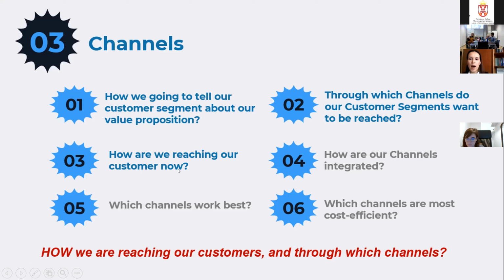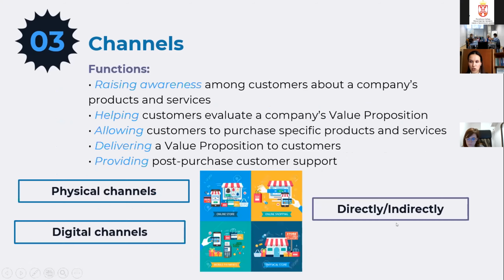This means, where are they? What are they doing? Are they on social media? Are they driving their cars and listening to the radio? Are they at some specific event, at some specific conference? Do they watch TV in some specific part of the day? When we answer these three questions, it's very important to think about how our channels are integrated, which channels work best, and which channels are the most cost efficient.